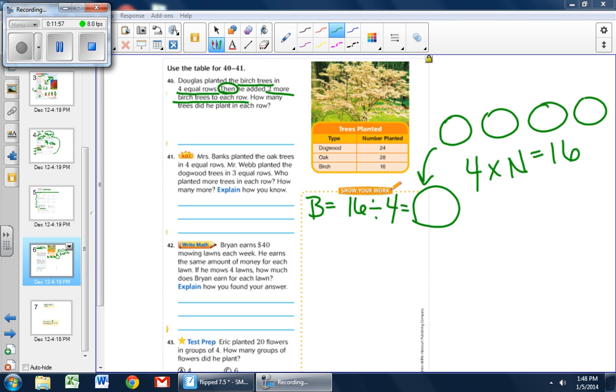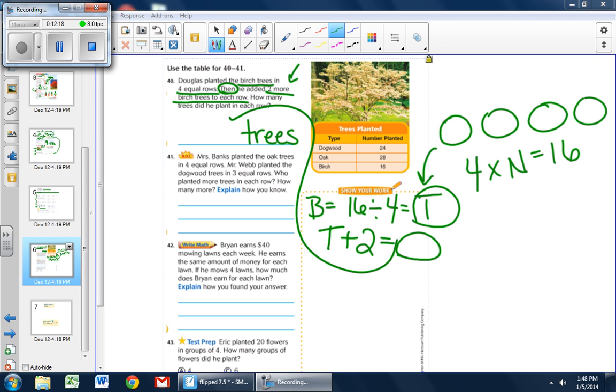But then the second part of the question asks us, then he planted 2 more trees. So you're going to take this answer, I'm going to just make this T, and I'm going to add 2 more to that to give me the answer to my problem. And of course, I'm going to label my answer as trees. Okay, so this one would be in here.